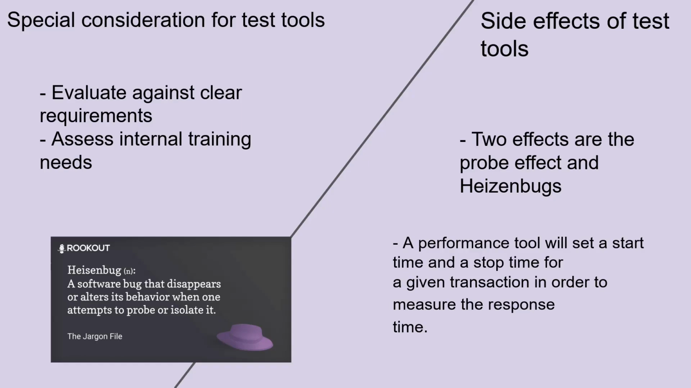Derived from the quantum mechanics term Heisenberg uncertainty principle, a Heisenbug is a software bug that disappears or alters its behavior when one attempts to study it. This type of bug is often highly transient and can be caused by a variety of issues including race conditions, uninitialized memory, and timing issues. Heisenbugs are particularly troublesome because they make debugging and fixing the software quite challenging.